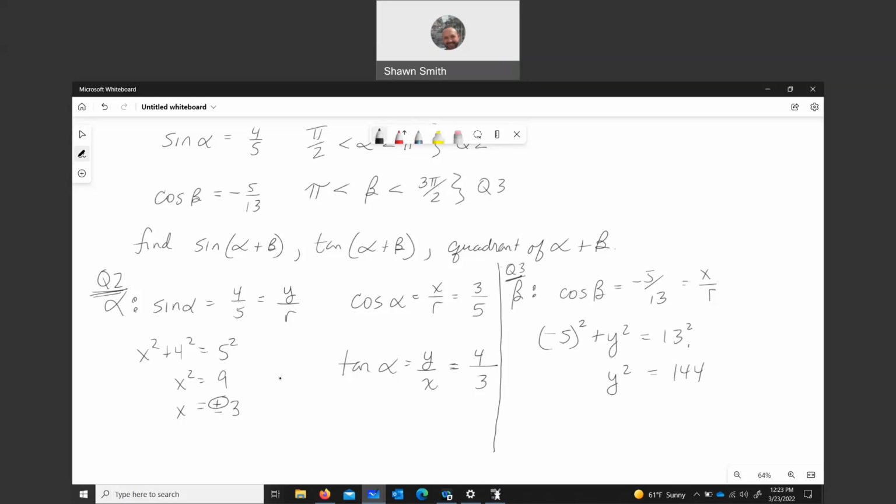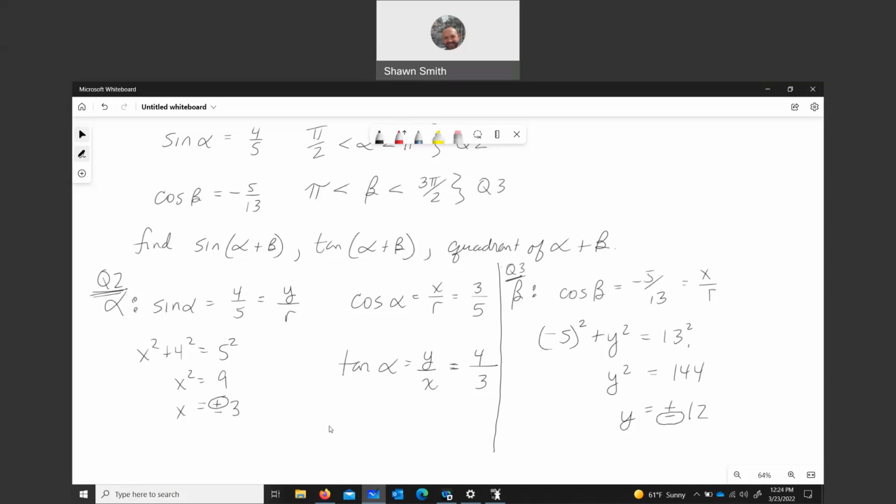These are really nice numbers, Pythagorean triples. They work out really nicely. You get some nice whole number or integer values out of these. All right, so therefore y is technically plus or minus 12, right? And let's make the decision of which one to choose because we're in quadrant 3. Y is going to be negative.